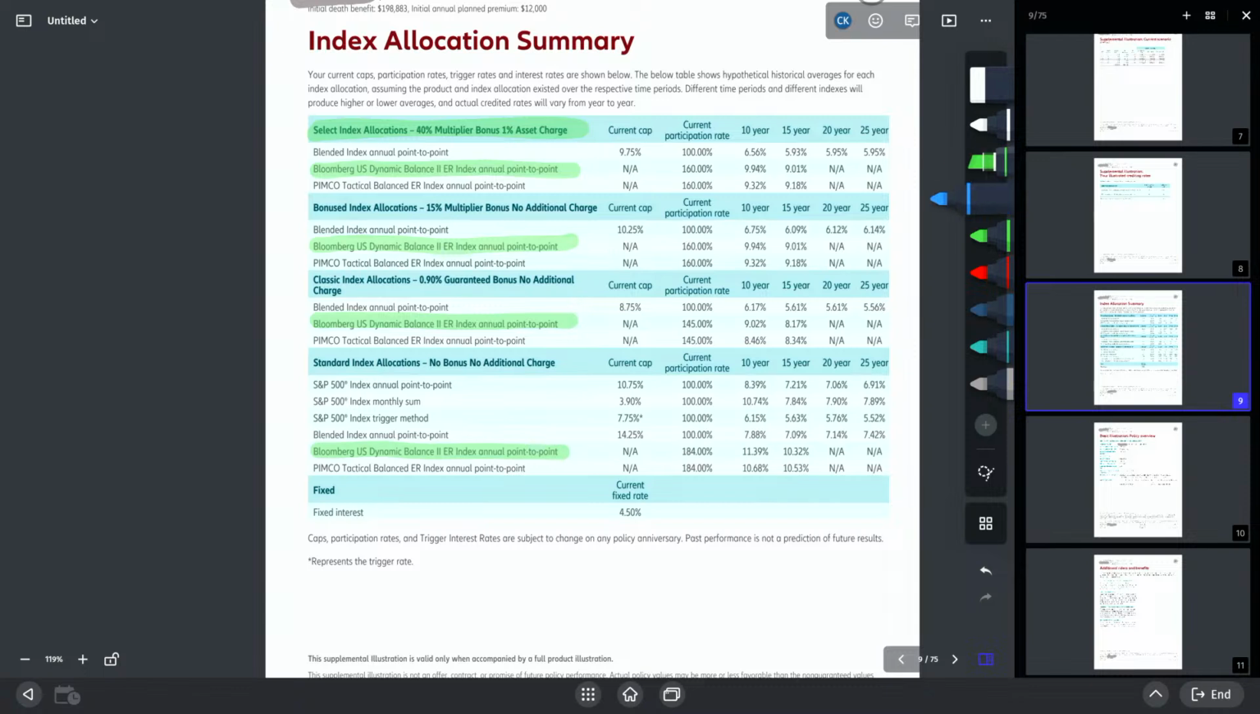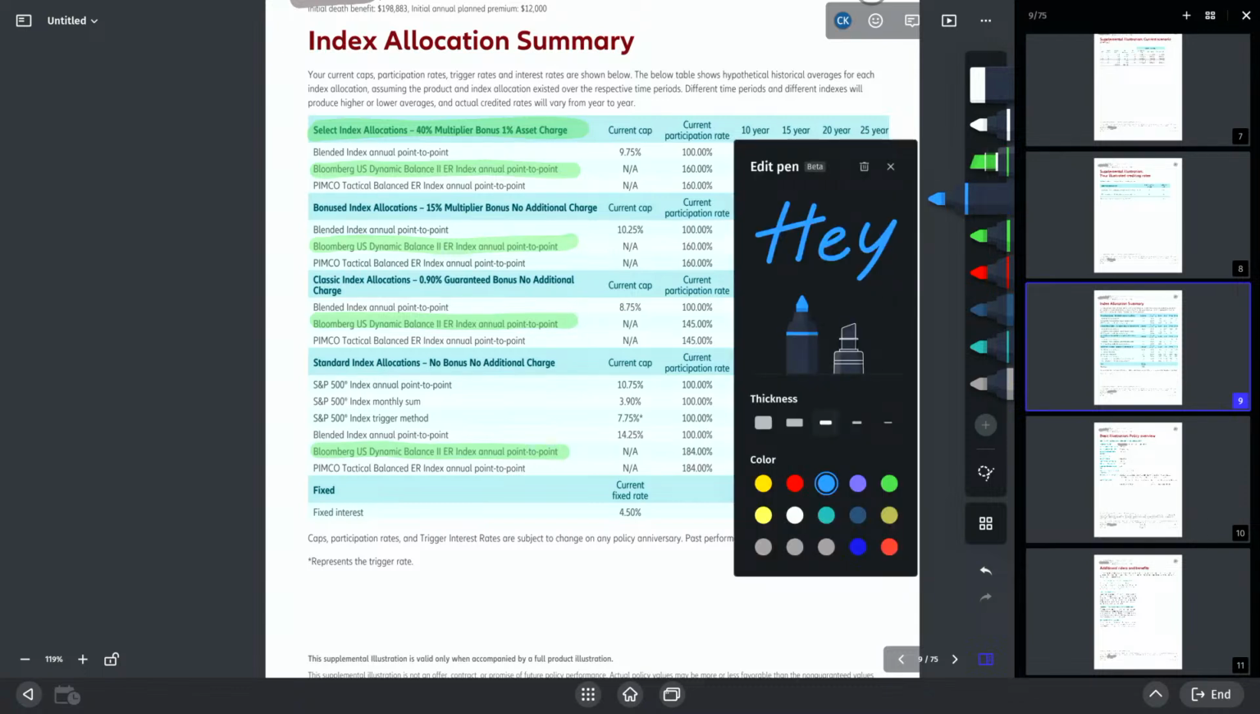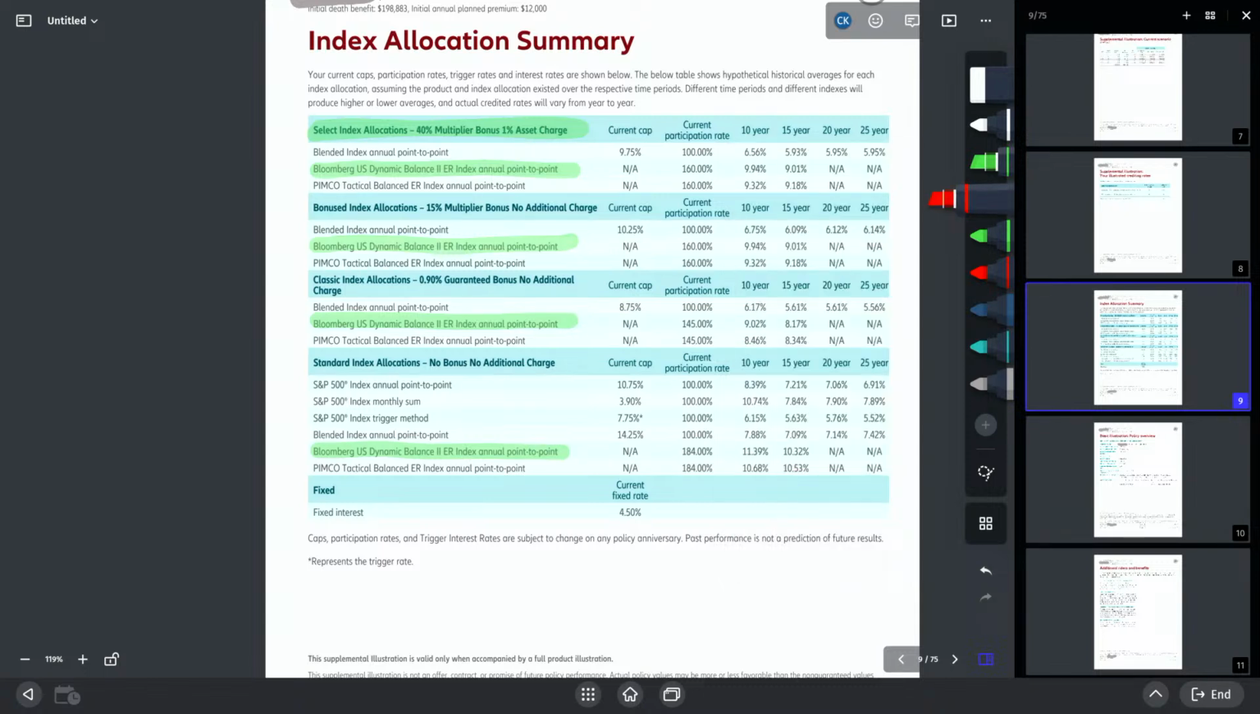Conversely, let me go down here. I'll put this on a highlighter, and I'll go red, and I'll try to color code it. And let's go the PIMCO, okay? PIMCO, PIMCO, PIMCO. These are all the same index, but you can see they have different ways to participate in them, and they have different returns, right? So like PIMCO right here, 184% participation rate versus 145 versus 160, right? Now in here, you can see the 10-year average is 10.68 versus 8.46 versus 9.32.